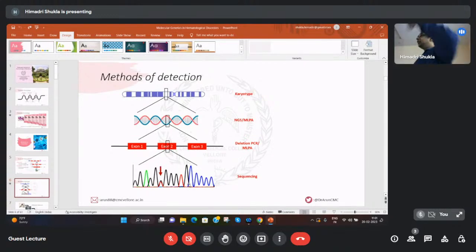So depending upon the size of the change that is happening, it comes down all the way from a karyotype down to single nucleotide variations picked up by sequencing. Okay?